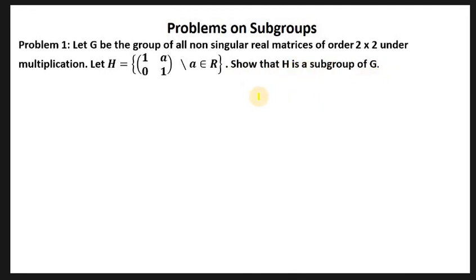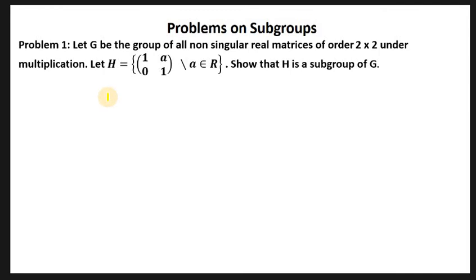In this set we have considered 2 by 2 matrices of the form [1 a; 0 1], where a is a real number. So let us show that the set H is a subgroup of G by satisfying the condition of the subgroup. The generalized condition of the subgroup is: for all a, b belongs to G implies a * b inverse belongs to G. That we have to prove.